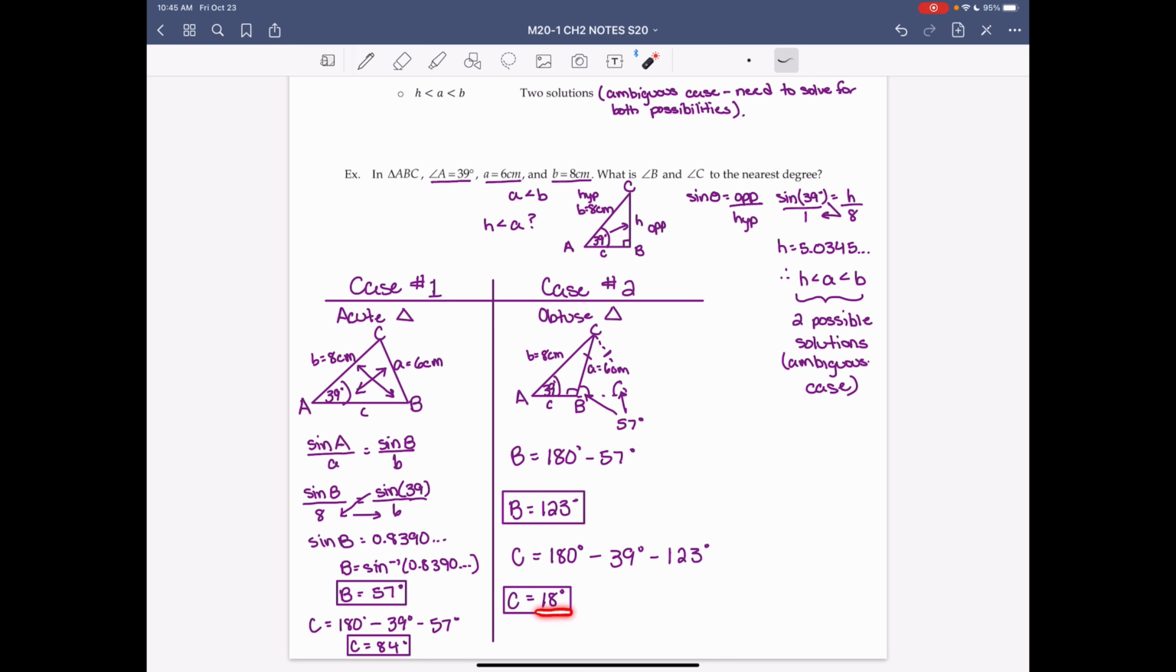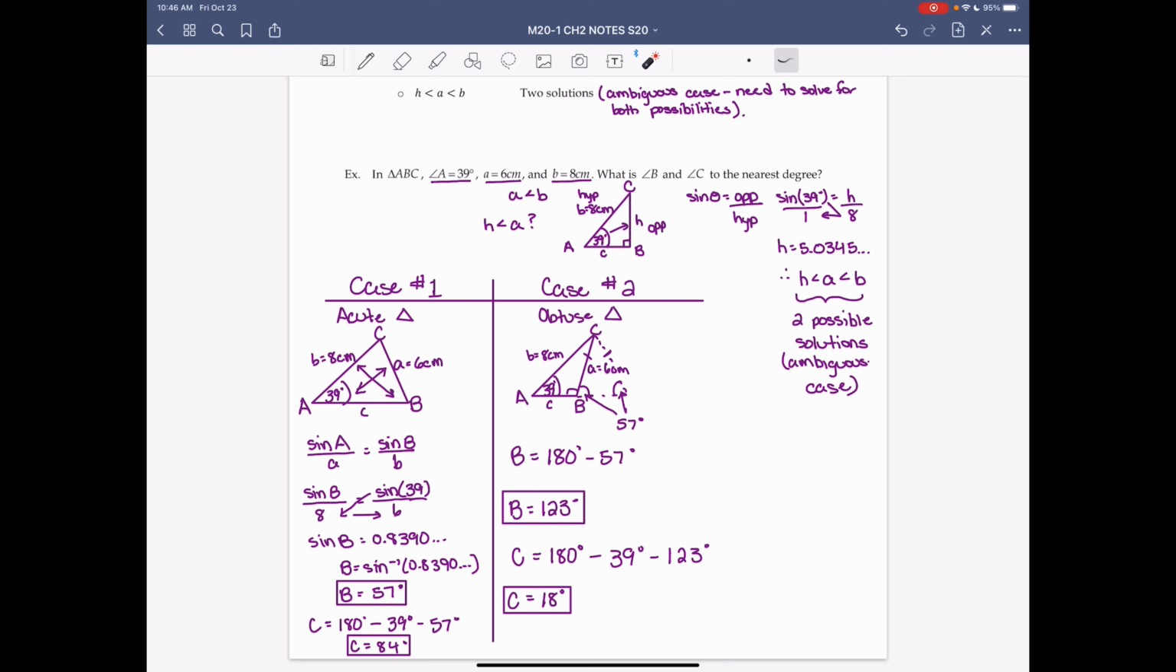And again, you could solve for the missing side length, but if you're doing that, make sure you don't just use 18. Use a more accurate angle, so keep like 4 numbers after the decimal to calculate. And just use your sine law with side A, angle A, and then angle C, and find side C.